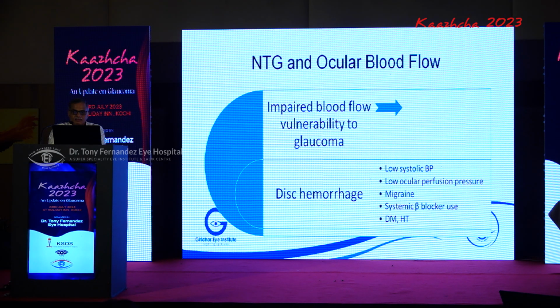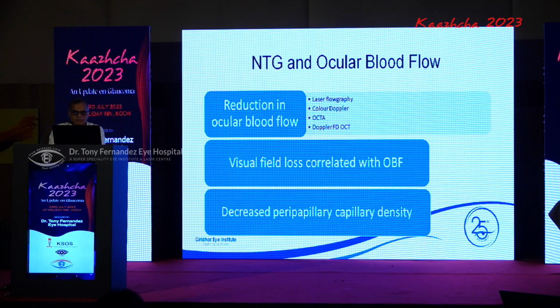Now, the fact that impaired ocular blood flow causes increased vulnerability to glaucoma has been known for more than 50 years now, but this is more prominent when you have a patient with NTG. And disc hemorrhage has been associated with low systolic BP, low ocular perfusion pressure, migraine, systemic beta blocker use, uncontrolled diabetes, and hypertension. All these can cause the appearance of disc hemorrhages.